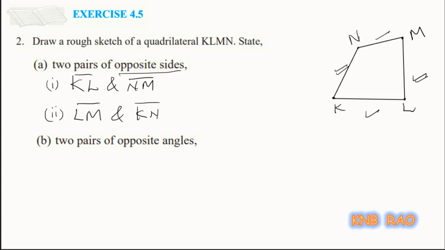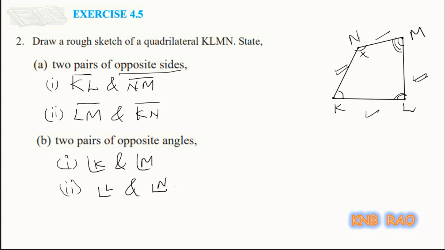Now, two pairs of opposite angles. Here for angle K, opposite you could see angle M. Angle K and angle M is one pair of opposite angles, and the second pair of opposite angles will be angle L and angle N. So this is the second pair of opposite angles.